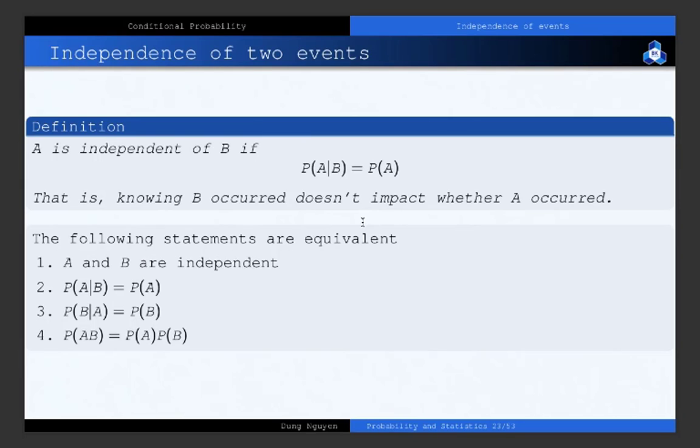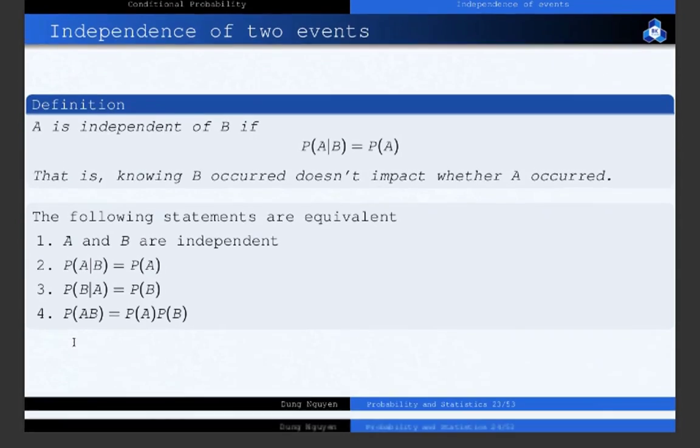The following statements are equivalent. A and B are independent if and only if the conditional probability of A given B is the same as the unconditional probability of A, or the conditional probability of B given A is the same as the unconditional probability of B, or the probability of A times B is the same as the probability of A times the probability of B. You have to remember that if A and B are not independent, then the probability of A times B is not the same as the probability of A times the probability of B.